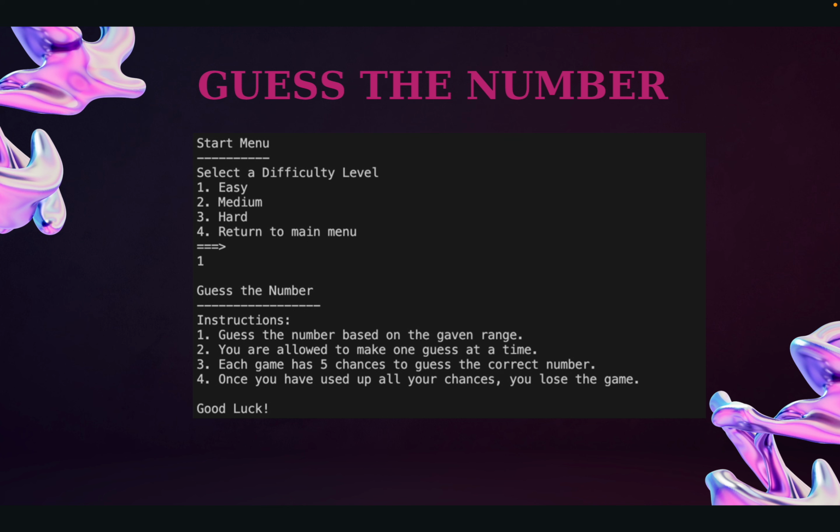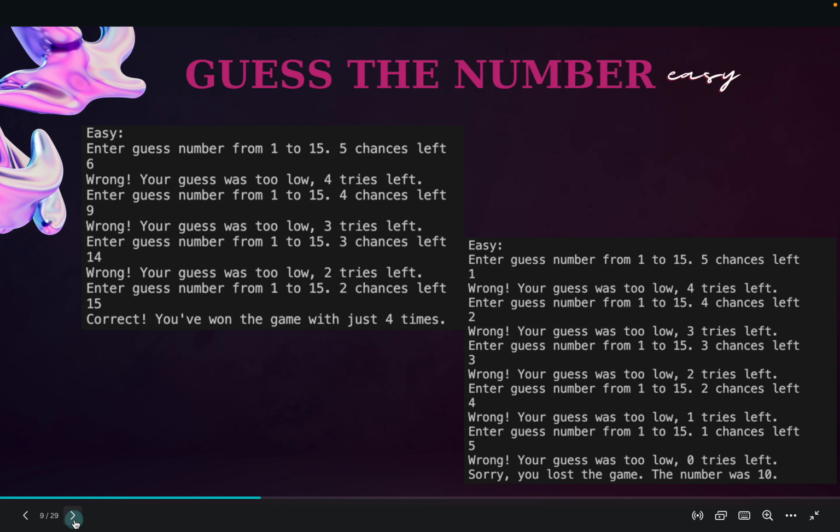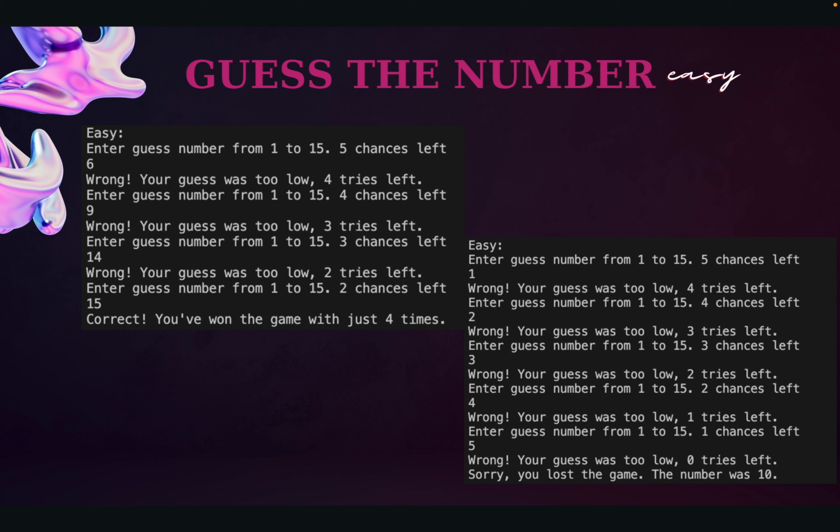If you enter number 1, you will see a start menu like this, where you can choose the difficulty level of your game. Now we have 3 difficulty levels in this game: easy, medium, and hard. In easy level, when you choose the number 1, you will see instructions on how to play the easy level game. Then the game will start. In this level, you will have 5 chances, and your guesses will be from 1 to 15. When you play the game on this level, you will receive feedback about the distance of your guess from the number you need to find.